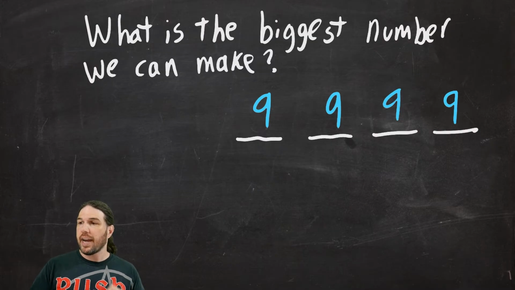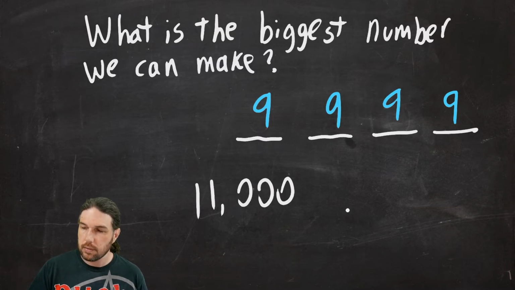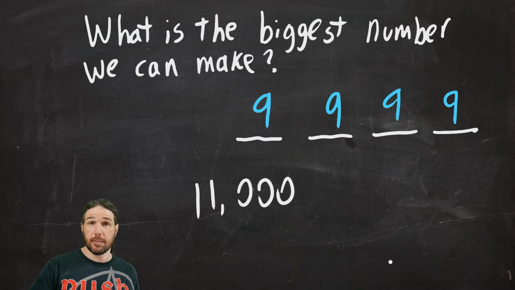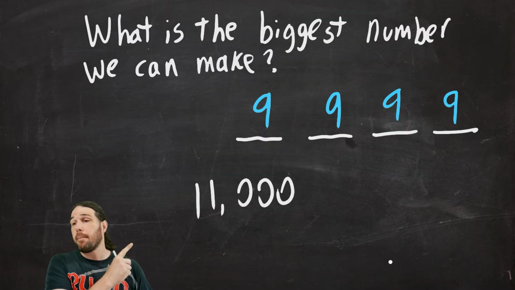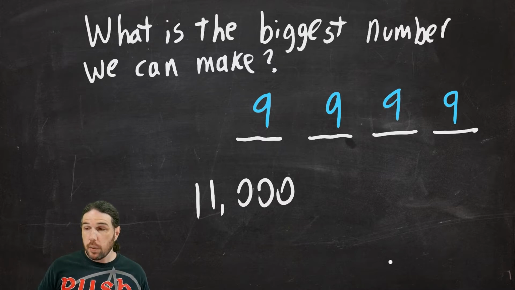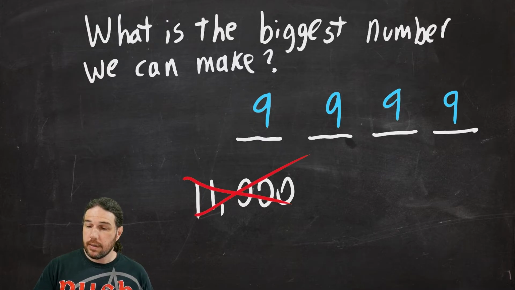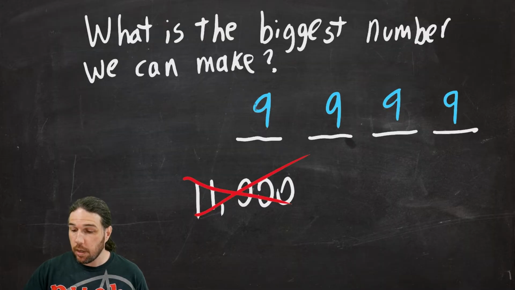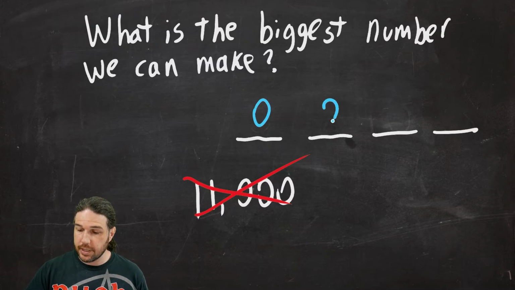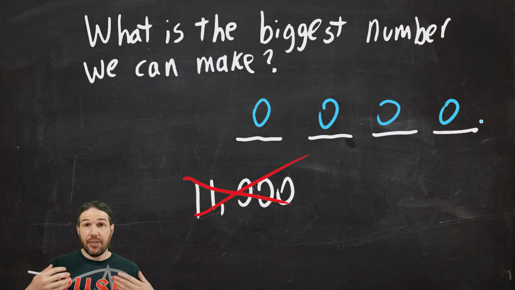What if, though, I only had 4 digits and I wanted to make a number like 11,000? Is that possible? Is it possible in our current number system to make that number with only 4 spaces? Well, no, it's not. I would not be able to make this number at all if I only have access to 4 digits. Yeah? The biggest number I can make is 9999, and the smallest number I can make is 0000. Right? 0 to 9999, that's the most I can go.